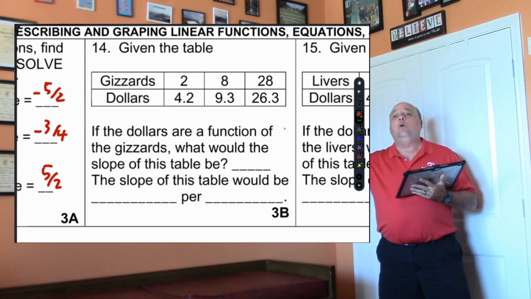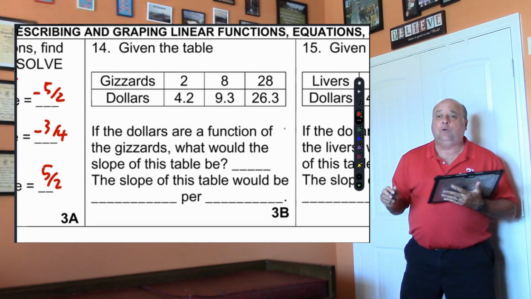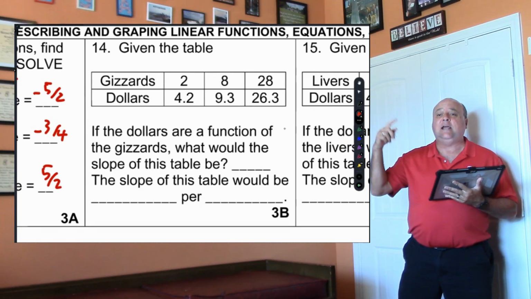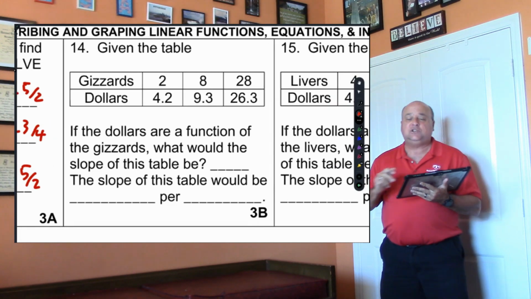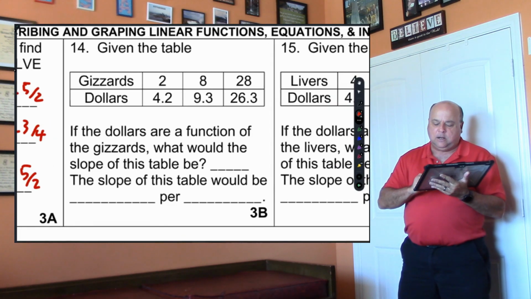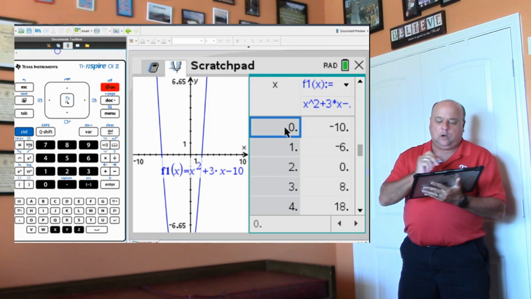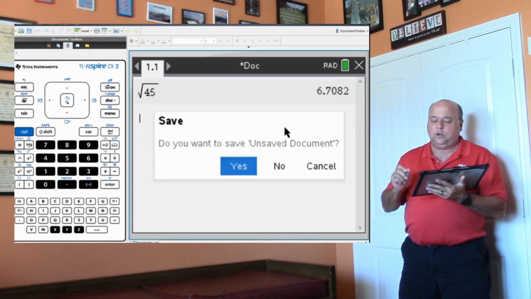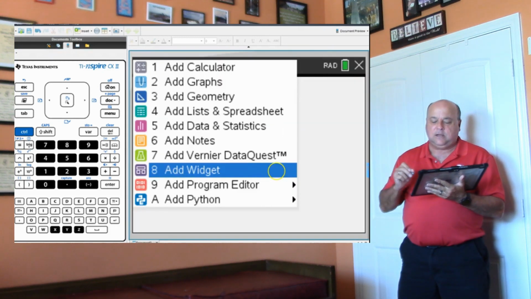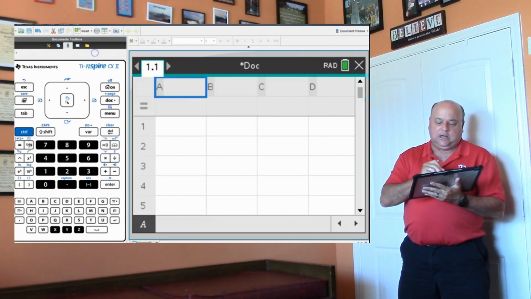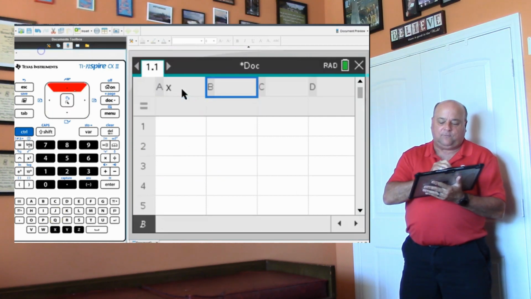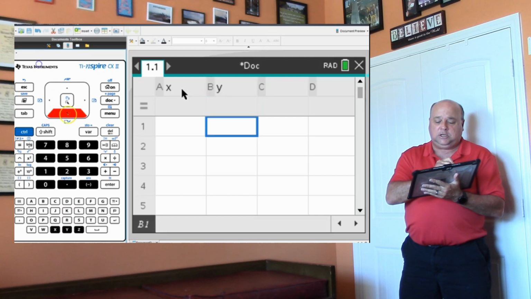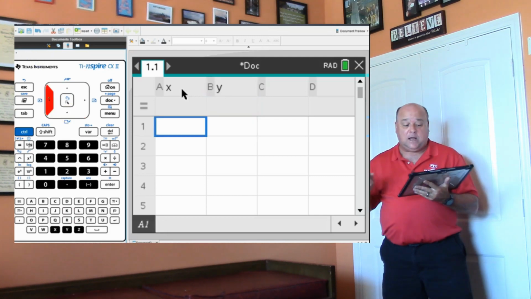Continuing on, I want you to do this in a table. I'm going to do one of them in a table, one of them by hand. So let's do a table with 2, 8, and 28. I'm going to go to Home. I'm going to click 1 for New. I'm not going to save anything. I want a spreadsheet. I need to put my X and Y at the top. Don't ever forget that. Mr. Toops, why doesn't this work? Because you didn't put X and Y at the top.